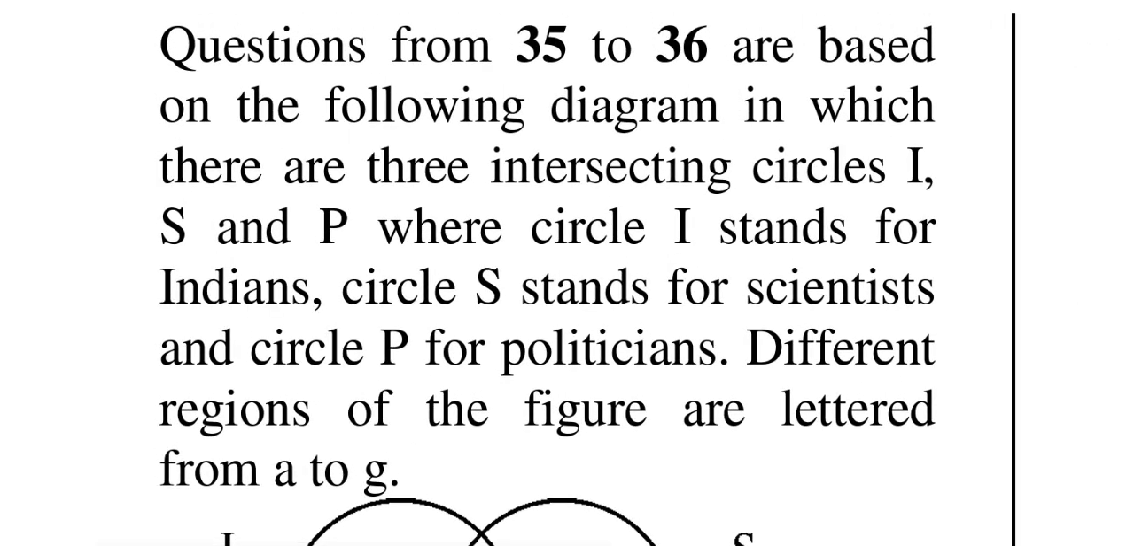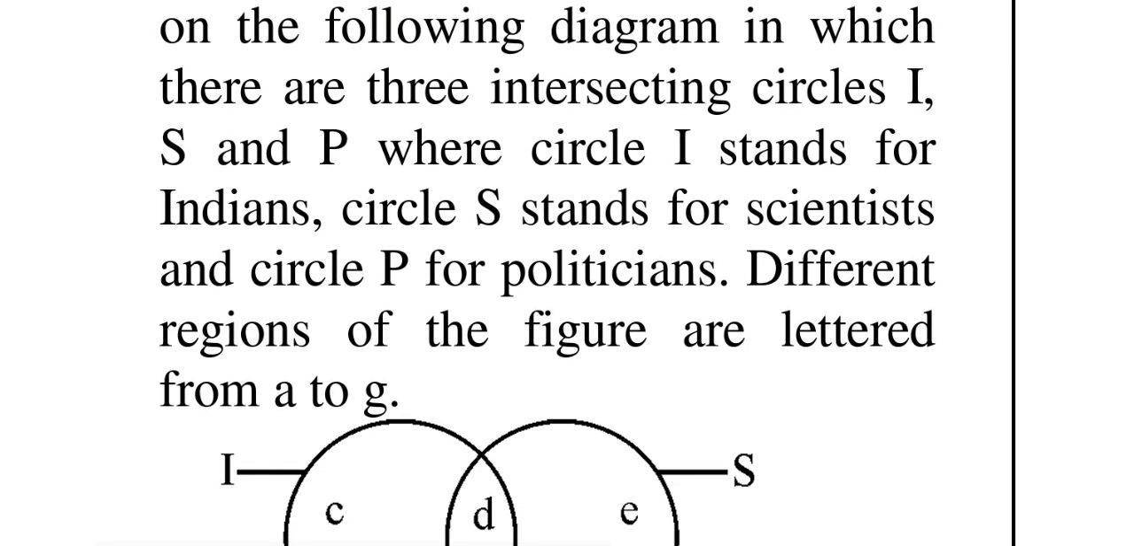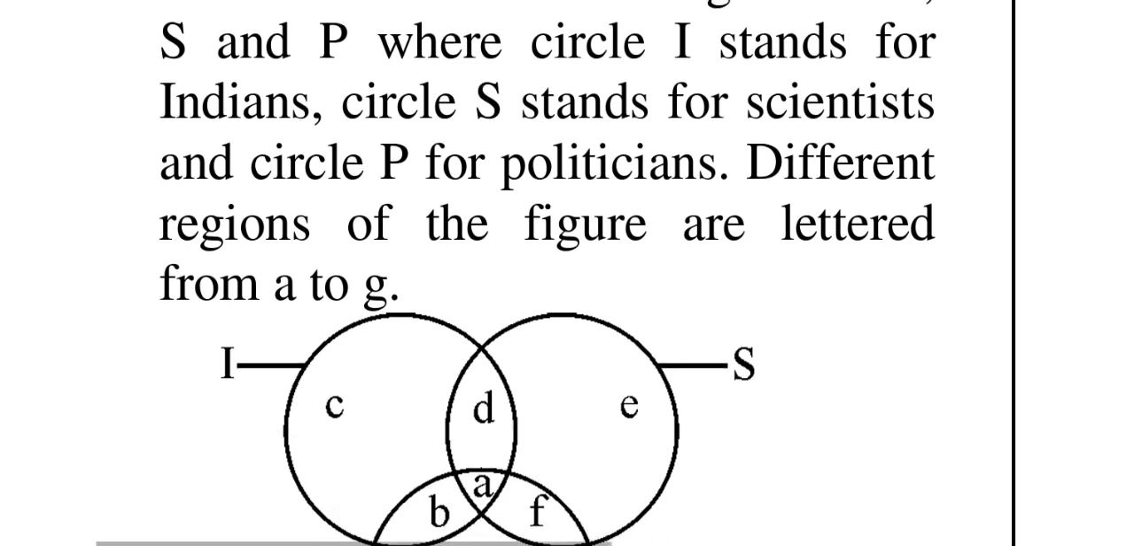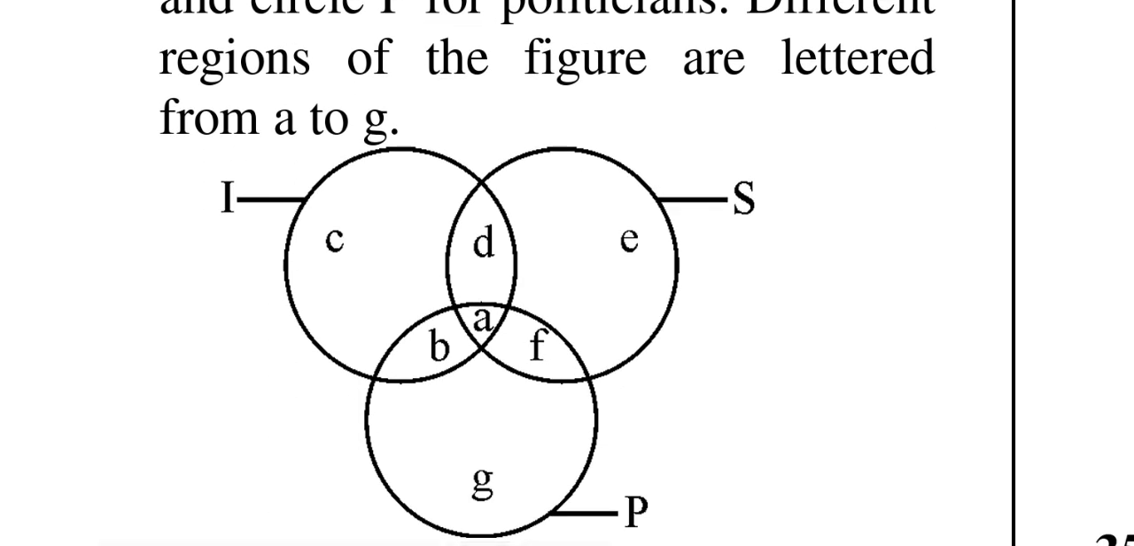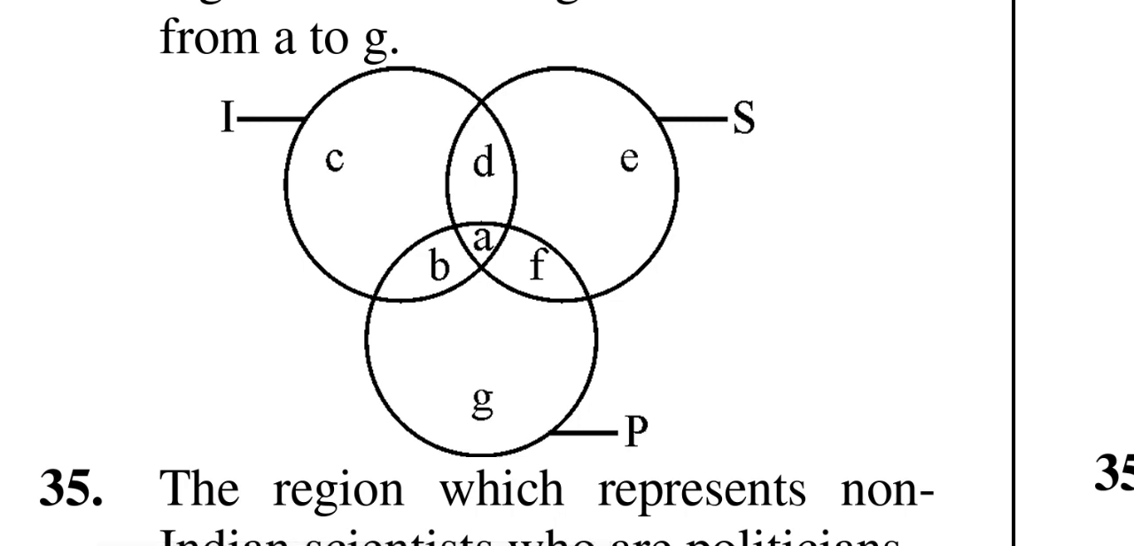Questions from 35 to 36 are based on the following diagram, in which there are three intersecting circles, I, S and P, where circle I stands for Indian, circle S stands for scientists, and circle P for politicians. Different regions of the figure are lettered from A to G. So here you can see three circles are drawn.